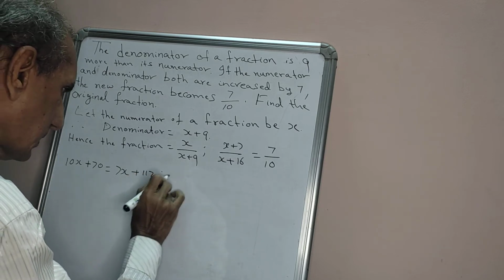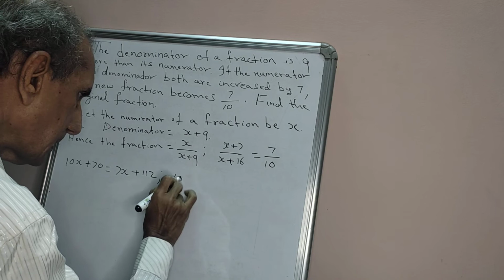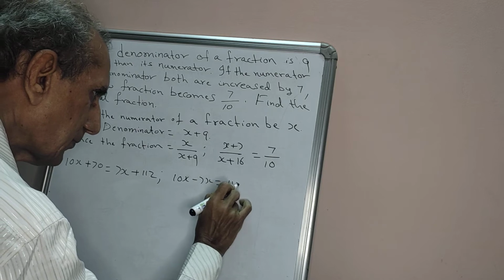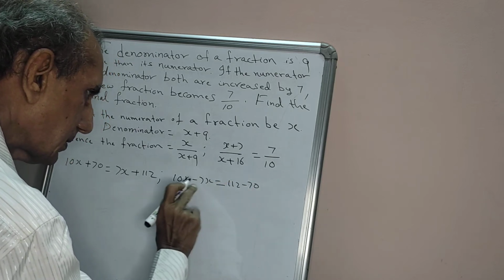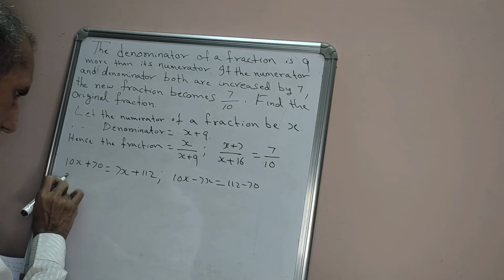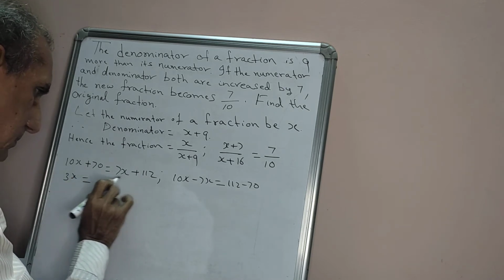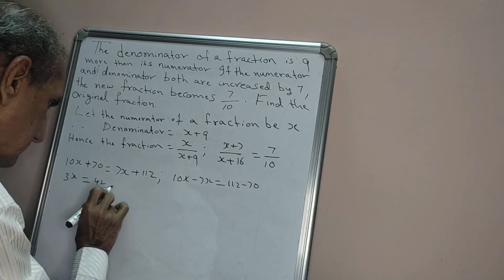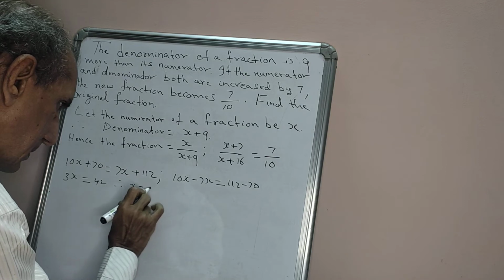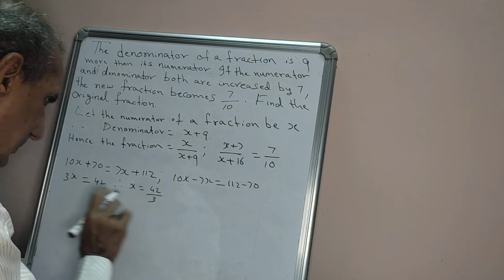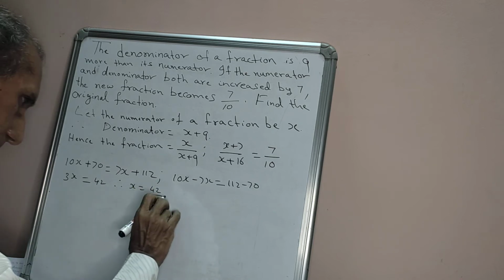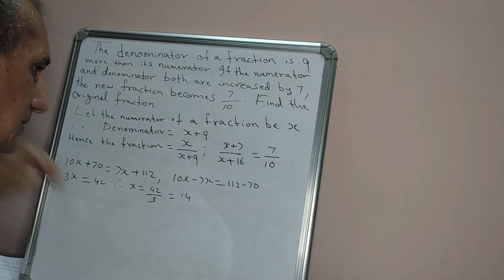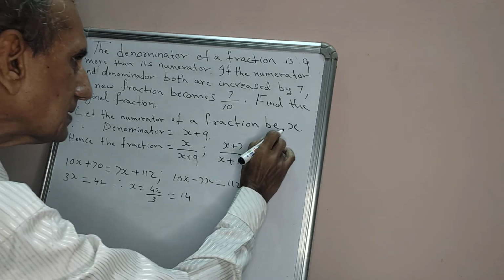Okay, so that will take 10x minus 7x is equal to 112 minus 70. So that will be 3x is equal to 42. Dividing both sides by 3, I get 42 by 3, so this is 14. So x is 14. That means my numerator is 14.